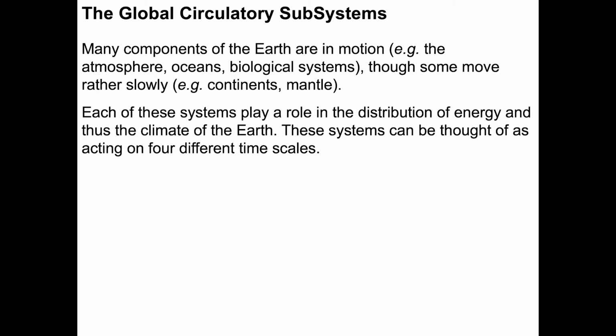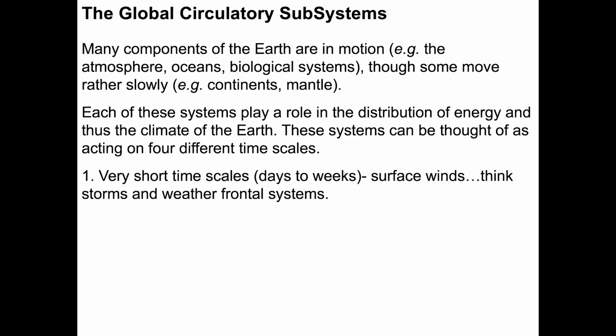These systems can be thought of as acting on 4 different time scales. Number 1, very short time scales. These are things we would experience, things that last for days to weeks. And a good example is surface winds. If you think about surface winds, the most dramatic examples are those associated with storms.